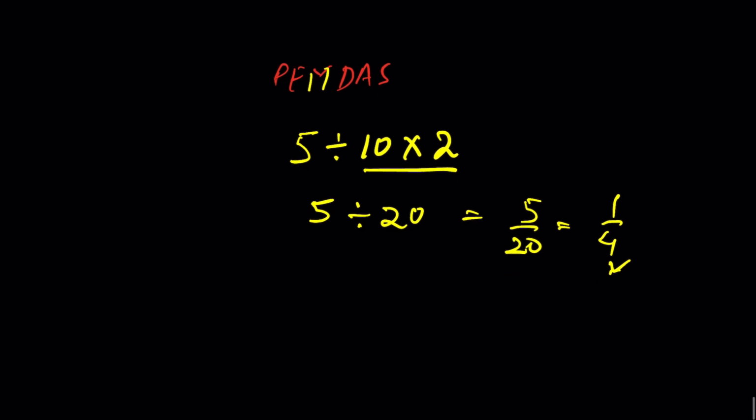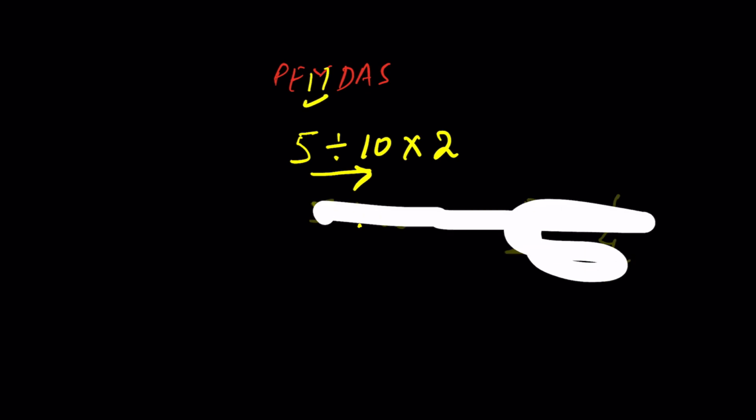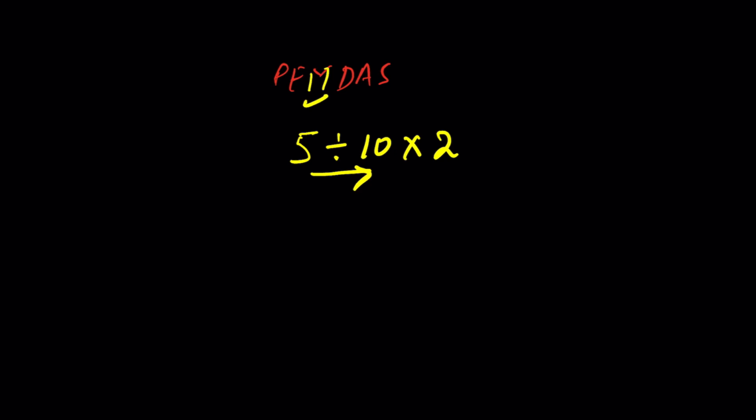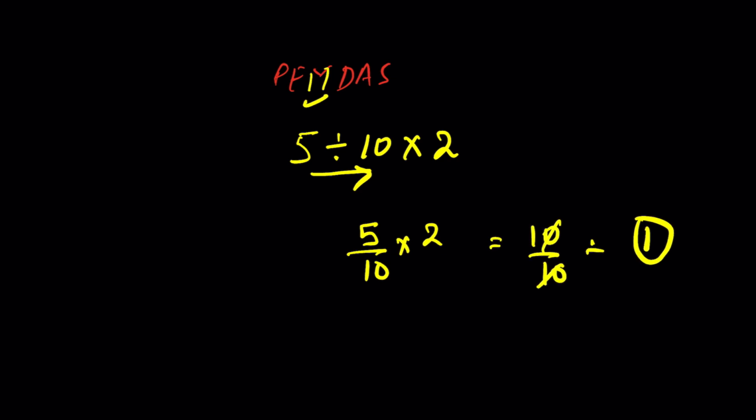But if you follow the left to right rule, that means you have to first solve the division, whether you follow PEMDAS or PEDMAS. So if you follow the left to right rule, what will be the answer? First you will do division, so it will be 5 upon 10, then times 2. That means 5 times 2 is 10, 10 upon 10, the answer will be 1. You see the difference in the answer?